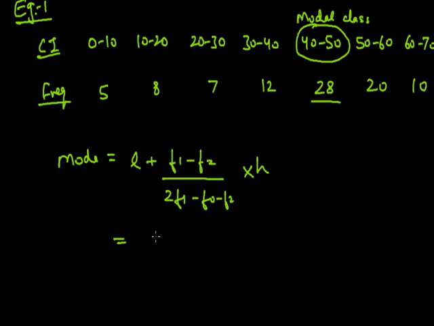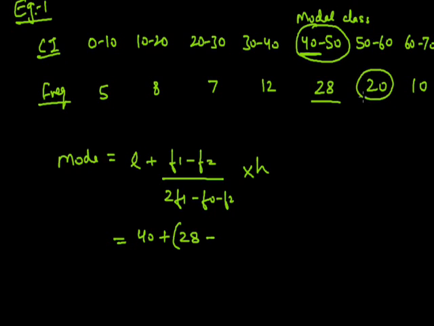Accordingly, we need to find the value of all these things. The value of L is the lower limit of the modal class, and the lower limit of the modal class is 40. So L will become 40 plus F1. F1 is the frequency of the modal class, so that will become 28, minus F0... F2 is the frequency of the class succeeding the modal class, that is, the frequency of the class just after the modal class.